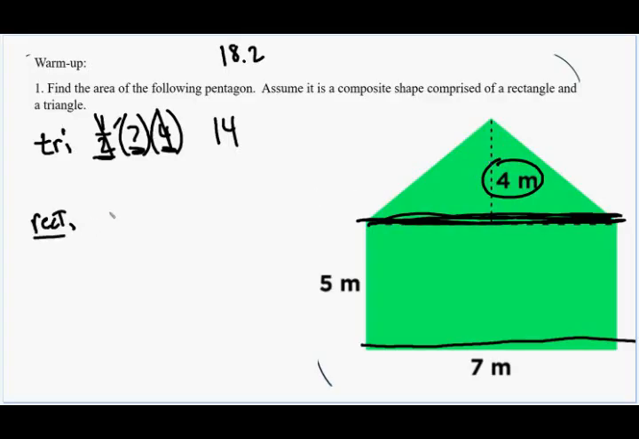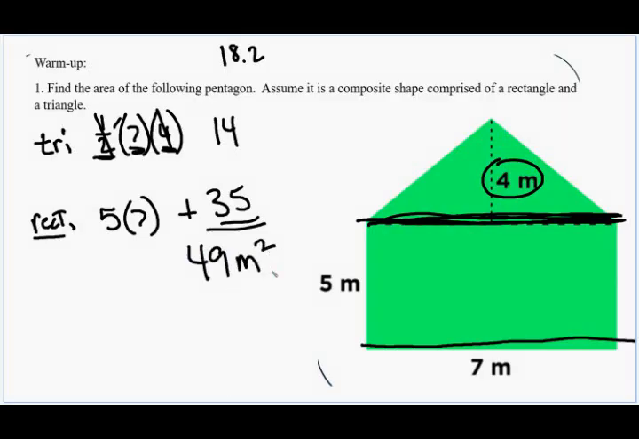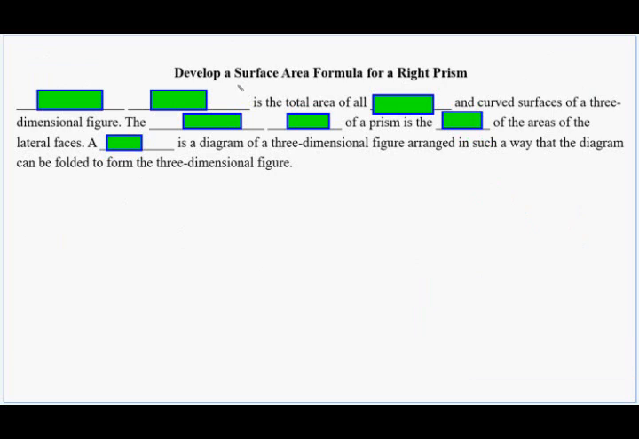Our rectangle is as easy as base times height. 5 times 7 is 35. If we add those together, we get 49 meters square. All right. So here we go again. This is 18.2. We are going to develop a surface area formula for a right prism.